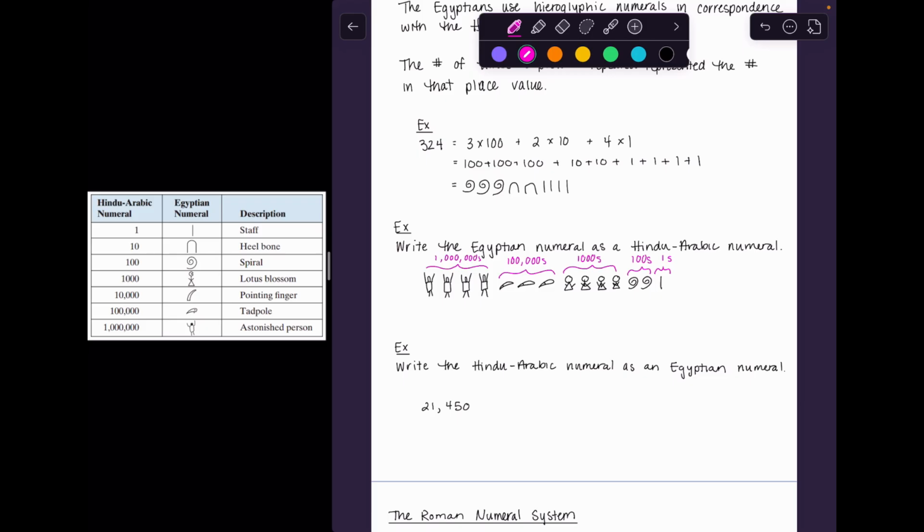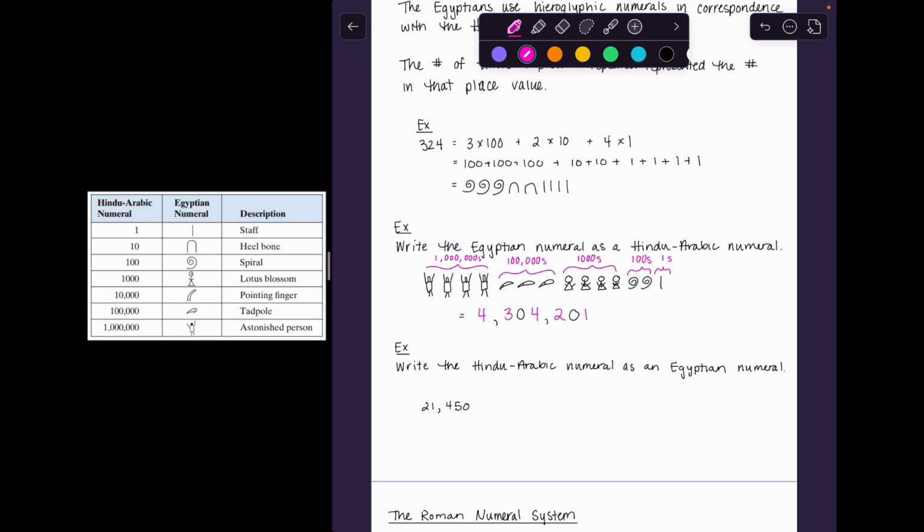So ultimately, if I want to write this number out, I have 4 millions. My 100,000s position is 3. I have no pointing figures, so I have nothing in the 10,000 spot. I have 4 lotus blossoms in my thousands position. I have 2 spirals in the hundreds, no heel bones, and then finally a single staff. So a 1 in the ones position.